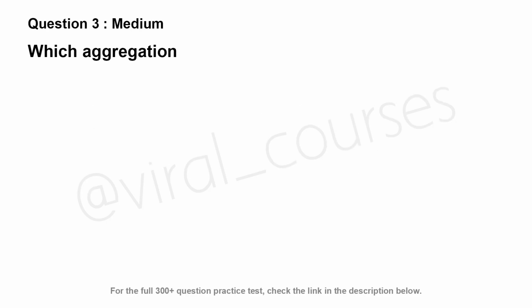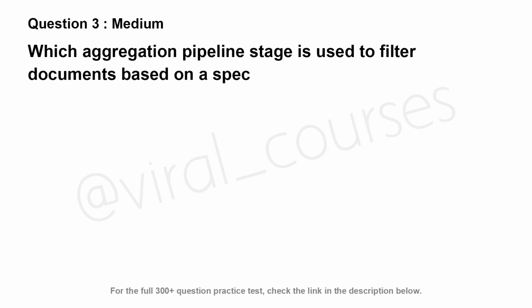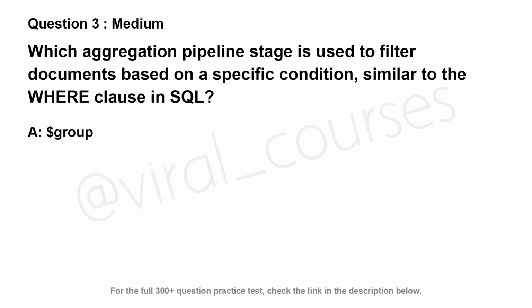Which aggregation pipeline stage is used to filter documents based on a specific condition? Similar to the where clause in SQL. Option A, $group. Option B, $project. Option C, $match. Option D, $filter.